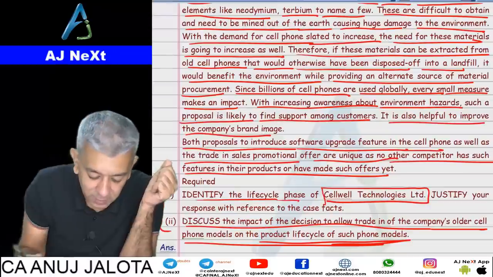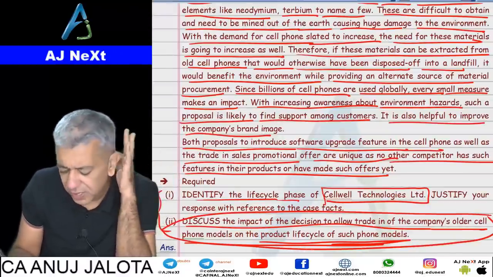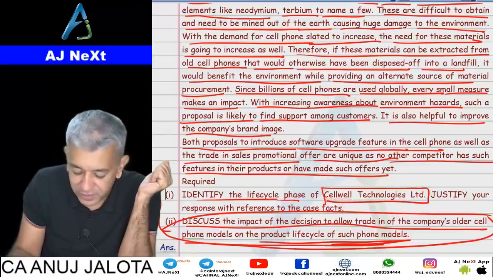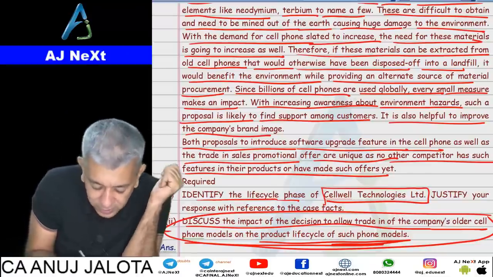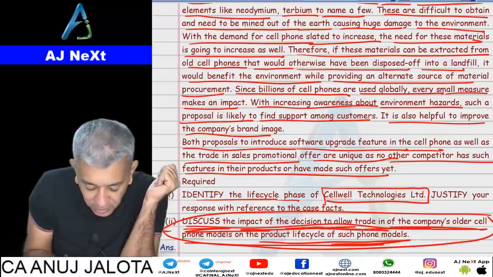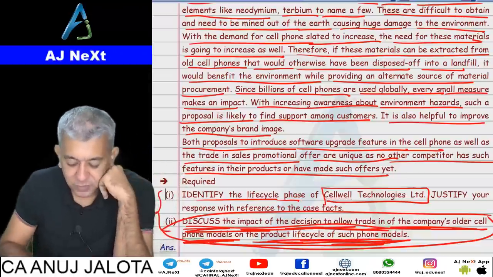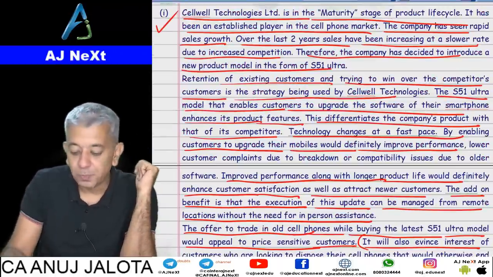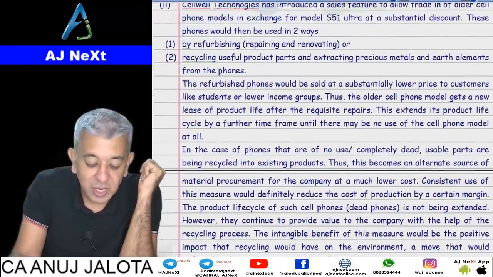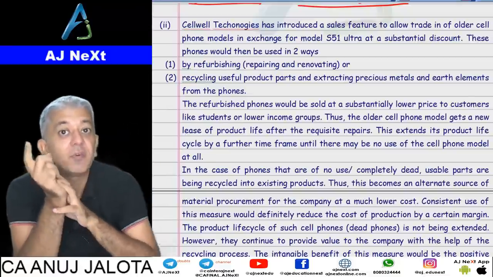Second, the second part was: discuss the impact of the decision to allow trade-in of the company's older cell phone models on the product life cycle of such phones. I'll read this part once more. Discuss the impact of the decision to allow trade-in of company's older cell phone models on the product life cycle of such phone models. Look, we take those older phones, okay, how will this trade-in offer basically help in increasing the life of the older phones?